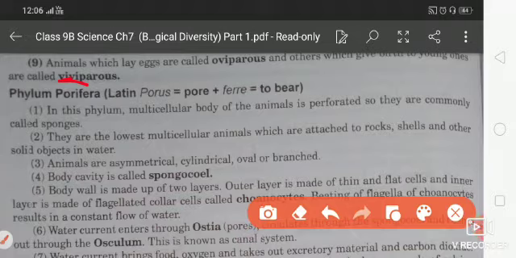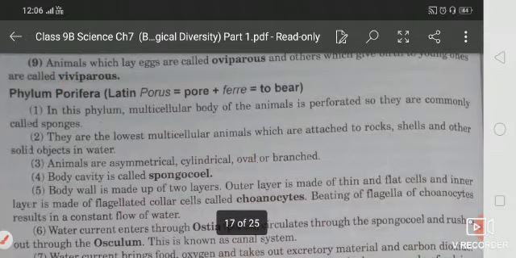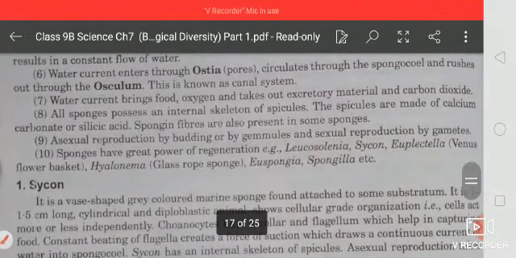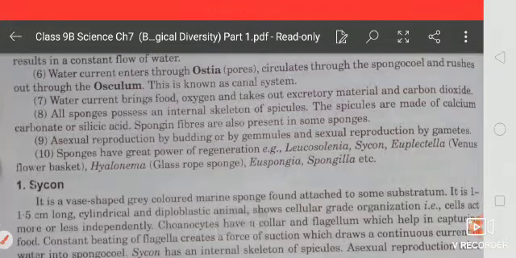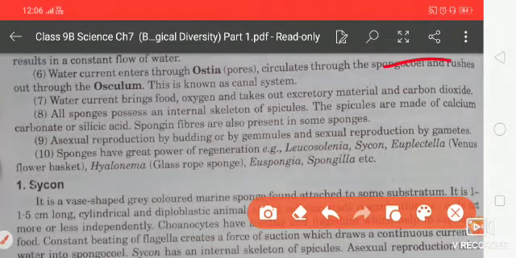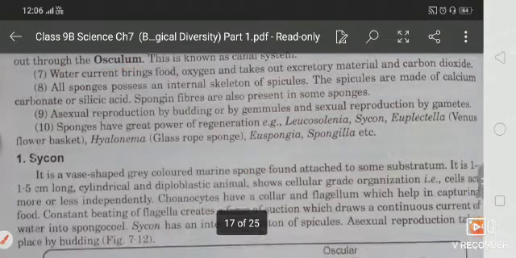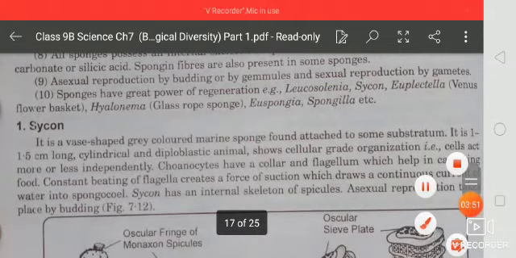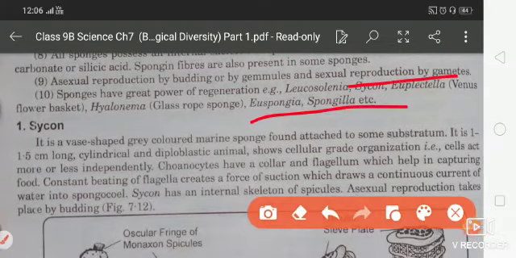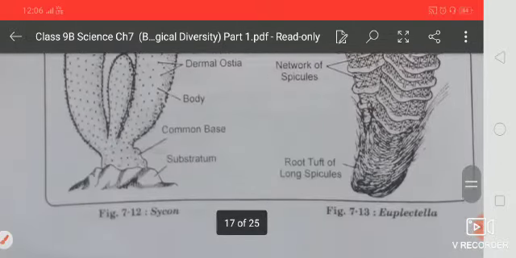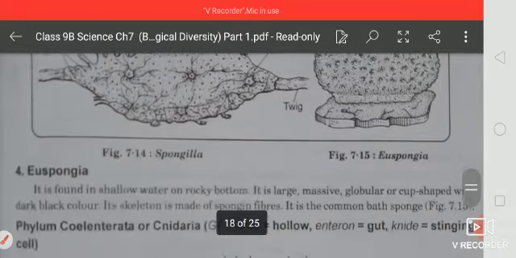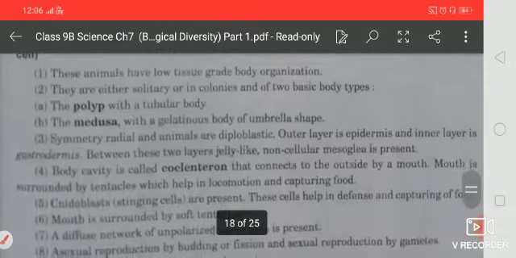You know, in this phylum, the multicellular body of animals is perforated, so they are commonly called sponges, and the body cavity is the spongocoel. Here the water current enters through ostia, circulates through the spongocoel and rushes out of the osculum. Sycon, Euplectella, Spongilla, Euspongia, these are examples of Porifera. Here in this diagram you are seeing Sycon, Euplectella, Spongilla, Euspongia, etc.